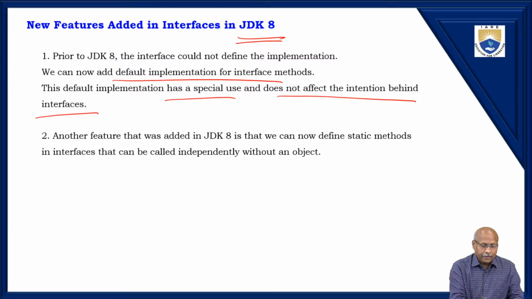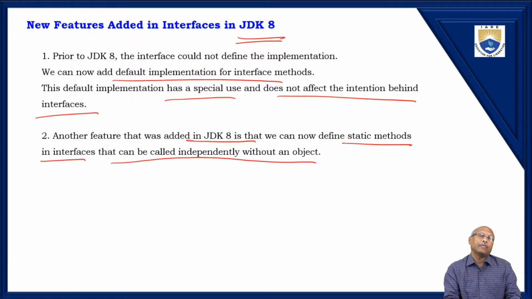Another feature added in JDK 8 onwards is that we can now define static methods in an interface, and they can be called independently without creating an object. You need not even implement. Whatever methods are there in the interface, you can call directly. That means you can have a static method in an interface also. These things are available from 8 onwards. Before 8, this facility was not there.